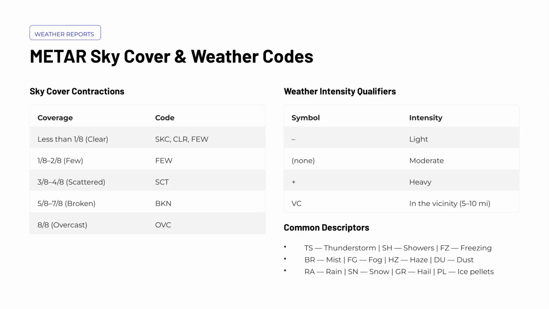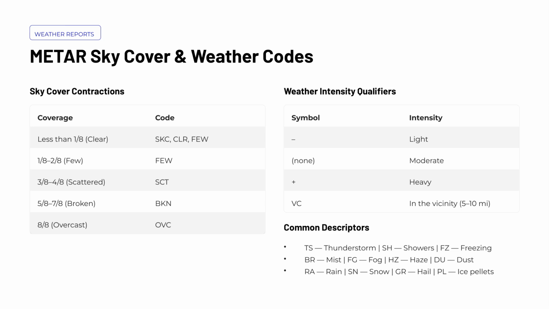When reading a METAR, two of the most important elements to decode are sky cover and present weather. Let's walk through both. Sky cover is reported using standard contractions based on how much of the sky is covered in eighths, or octas. SKC and CLR both indicate a clear sky with less than 1/8 coverage. Few covers that same range but extends up to 2/8.